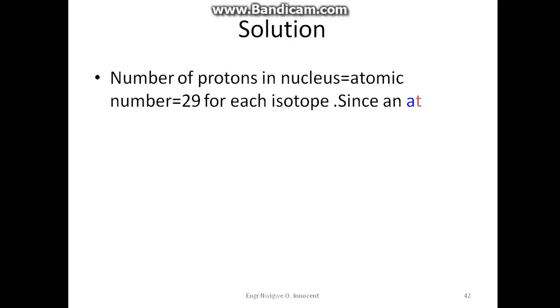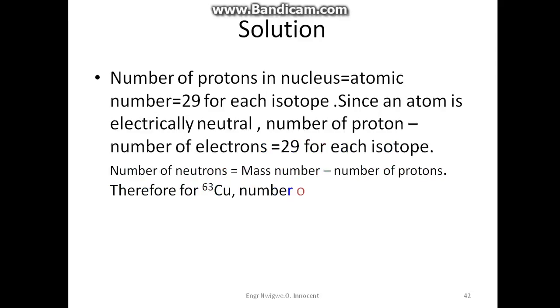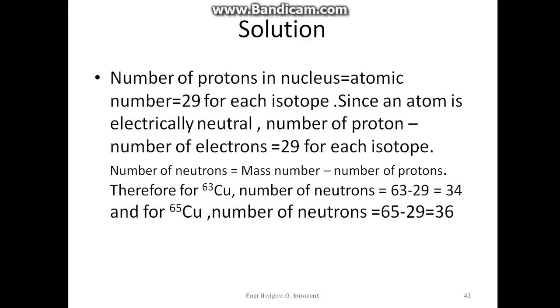Solution. Number of protons in the nucleus is equal to the atomic number, which equals 29 for each isotope. Since an atom is electrically neutral, number of protons equals number of electrons, which is 29 for each isotope. Number of neutrons is equal to mass number minus number of protons. Therefore, for copper-63, number of neutrons is equal to 63 minus 29, which gives us 34. And for copper-65, number of neutrons is equal to 65 minus 29, which gives us 36.